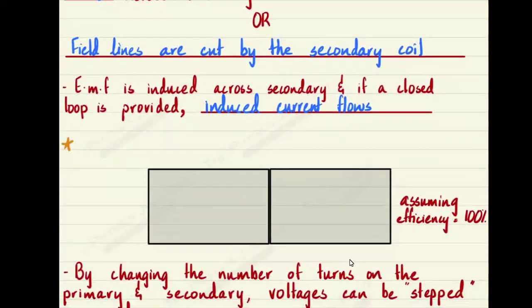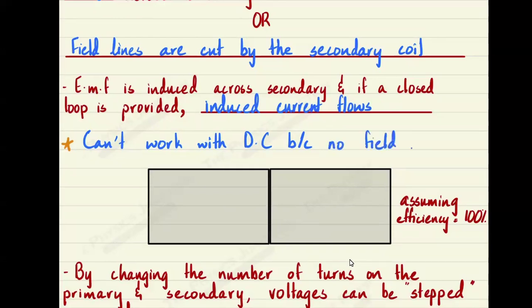Now, obviously, as we just talked about, the transformer would not work with DC, and now you know why. Because if it's DC, there would be no rate of change of magnetic flux linkage, because no field lines would be cut by the coil.